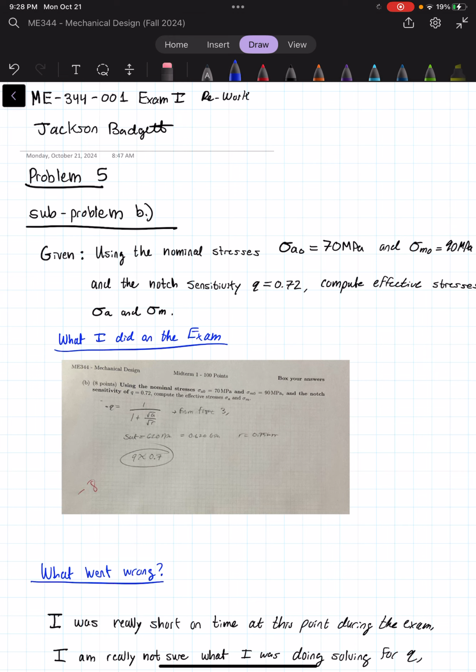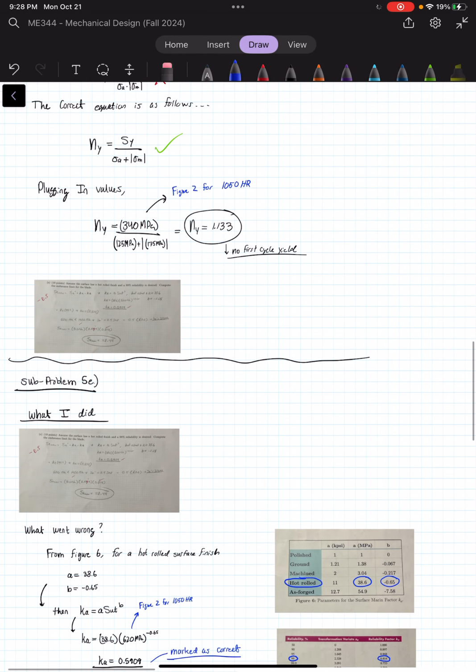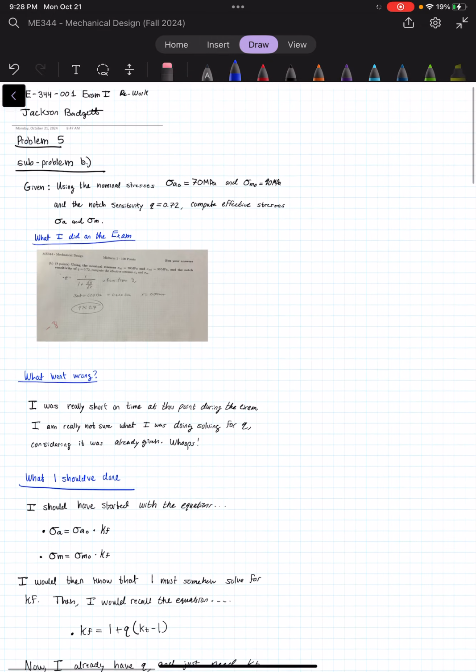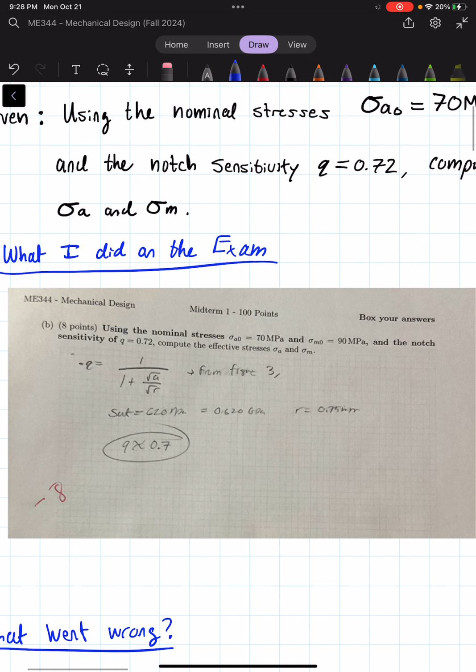So I have decided to do sub problems 5B, 5C, and 5E. I'll start with problem 5B. Here's what I did on the exam.